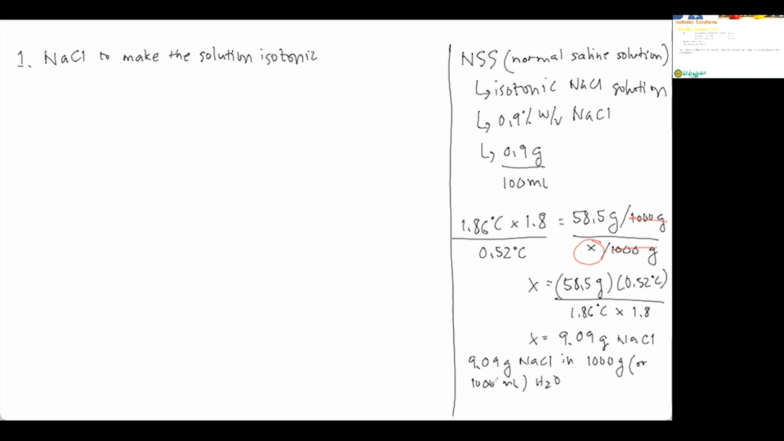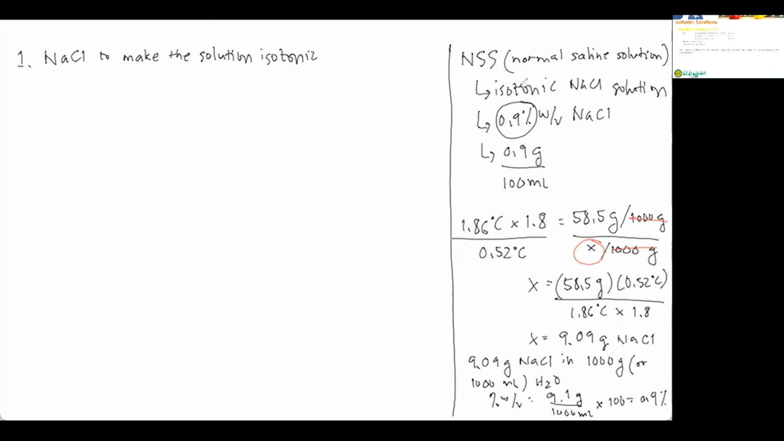Then we can say that the percentage weight in volume of sodium chloride that is considered isotonic is equal to 9.1 gram divided by 1,000 milliliters times 100, or that is equal to 0.9%. So always remember that an isotonic solution of sodium chloride is basically 0.9% weight in volume.